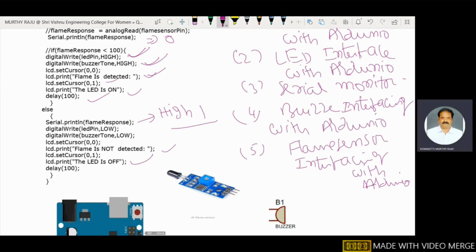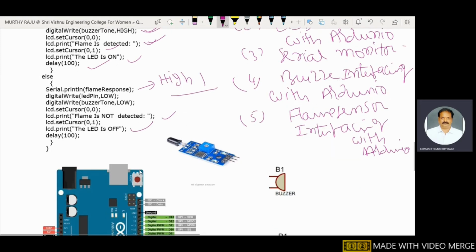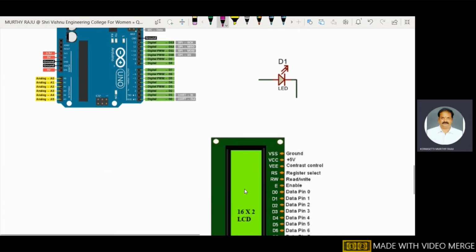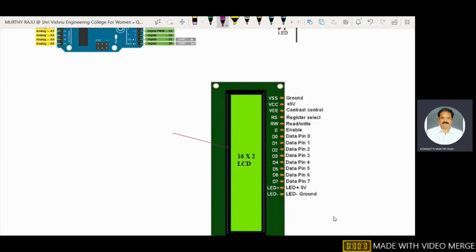Under normal conditions, the data pin of that flame sensor is high. At that instant, the LED is off, flame is not detected, and the buzzer is not on. These are some important actions related to the flame sensor. Some important connections we have to make here.